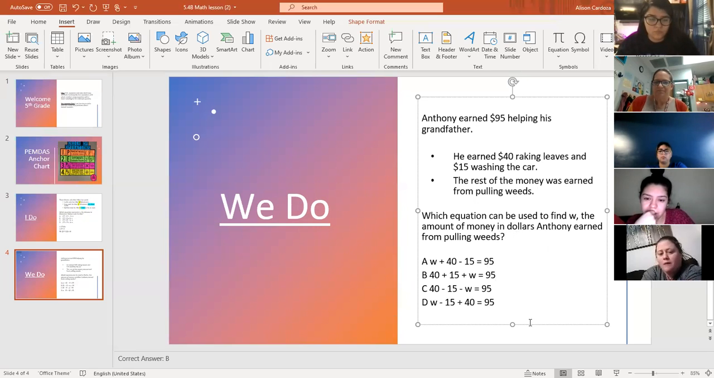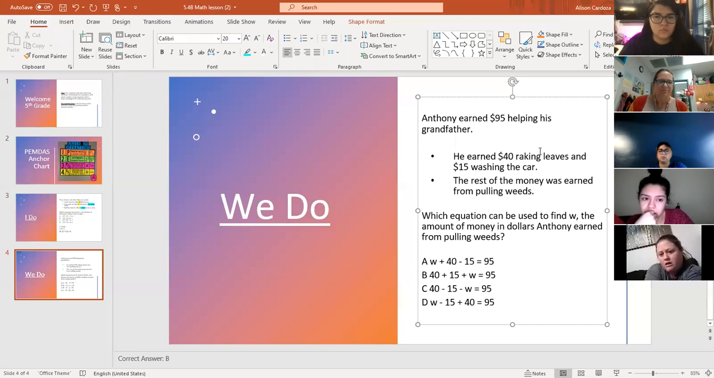Okay, so my first thing would be to highlight or circle the amounts, like the 40 and the 15 for both of the jobs that he did. And the 95. Okay, so 40, 15, and 95. Very good. And then what are we trying to find out? What's the question? We're trying to find W because that's what we don't know. Okay, so that would be the variable, right? Yes. Okay, so we're trying to find W, the amount that Anthony earned from pulling the weeds.